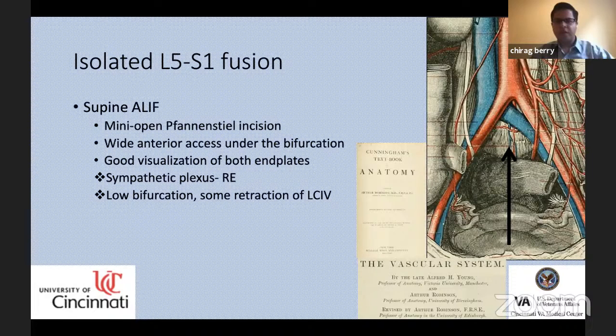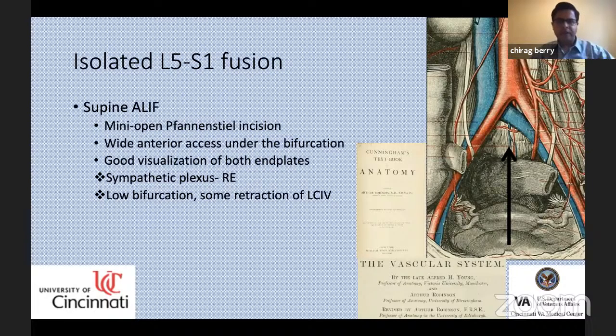But you have the worry of injuring your sympathetic plexus, which is known to cause retrograde ejaculation, especially in younger males. You need to be extremely careful about this. And secondly, a low bifurcation can create an obstacle for this approach, and you may still require some amount of retraction of your left common iliac vein to be able to work in this interval. So this is the left common iliac vein, and you may have to retract this laterally to improve this space, especially in patients with a low bifurcation compared to the lumbosacral junction.